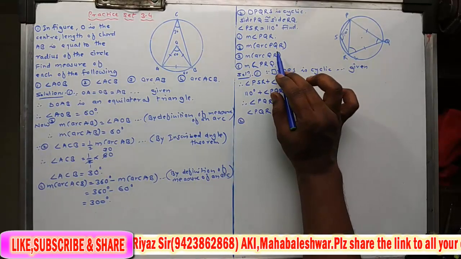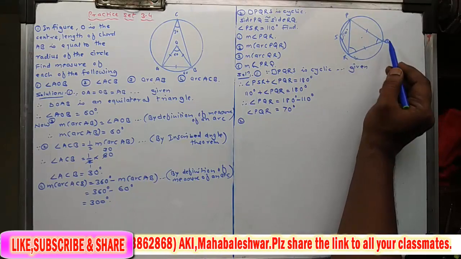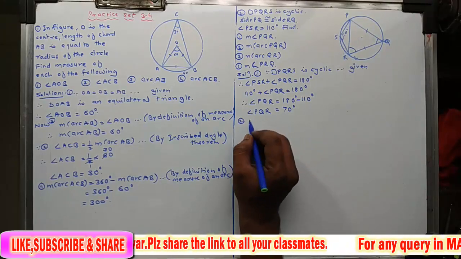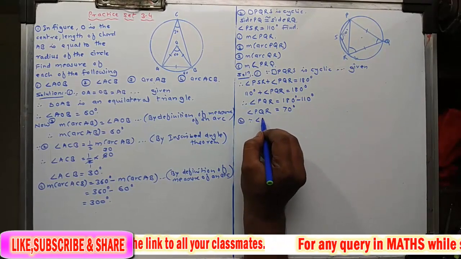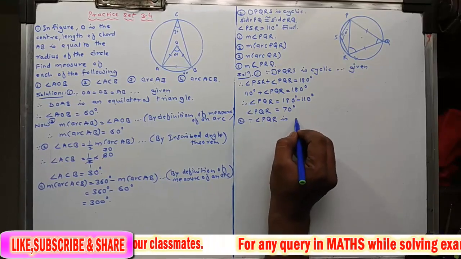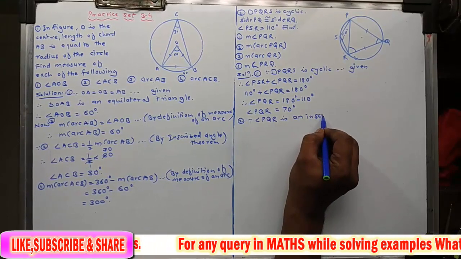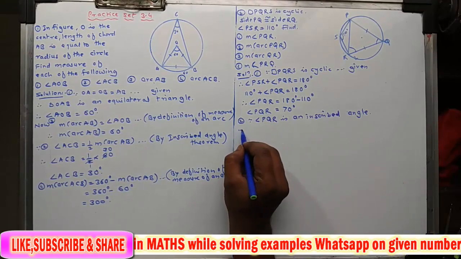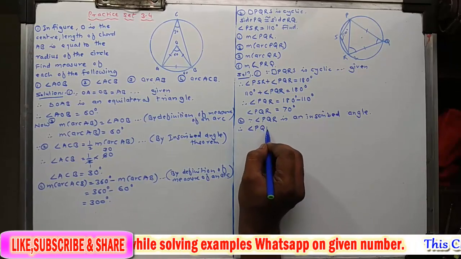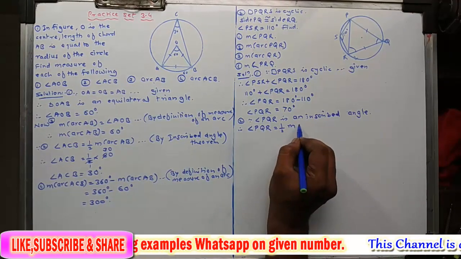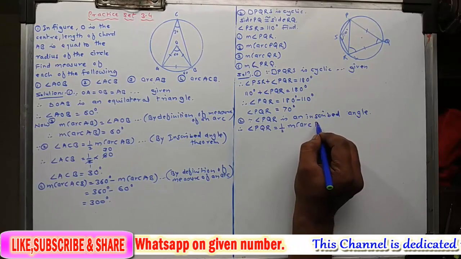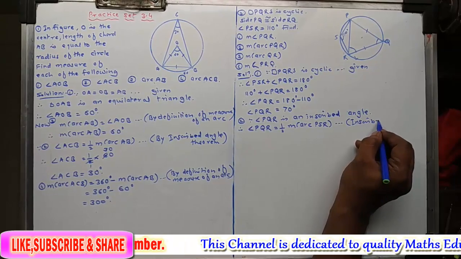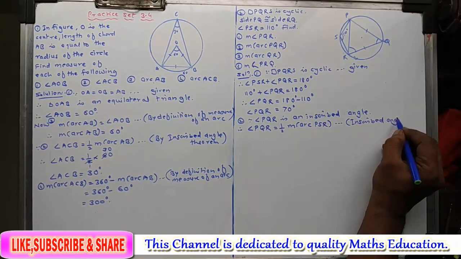Okay, then we have to find the measure of arc PQR. This is the arc we have to find. So first we find arc PSR. Now since angle PQR is an inscribed angle, therefore angle PQR is equal to half into the measure of arc PSR, by the inscribed angle theorem.